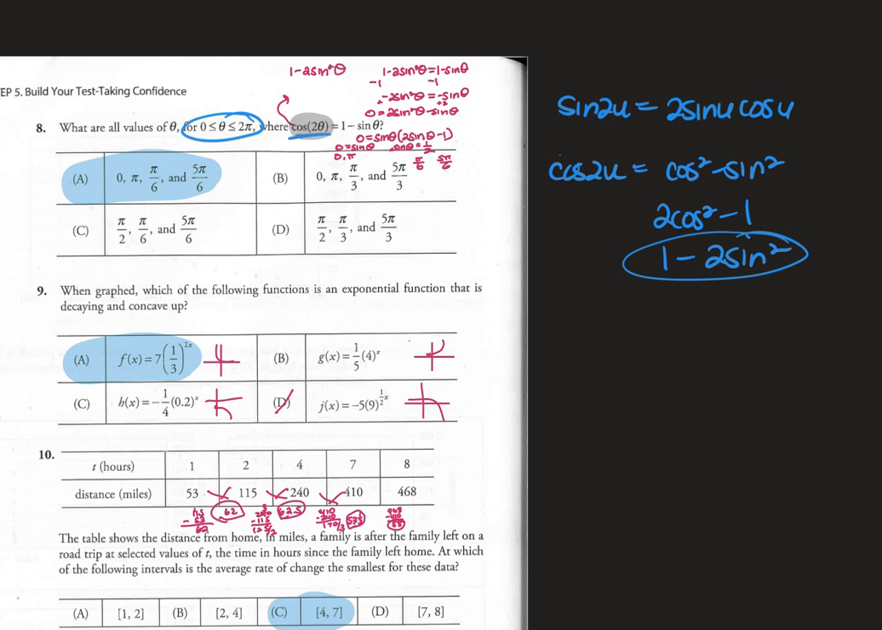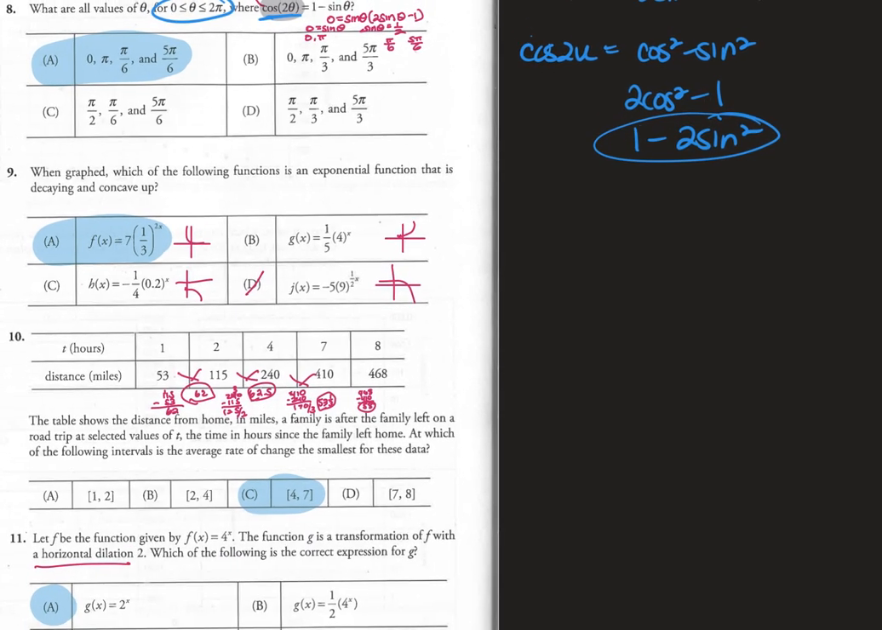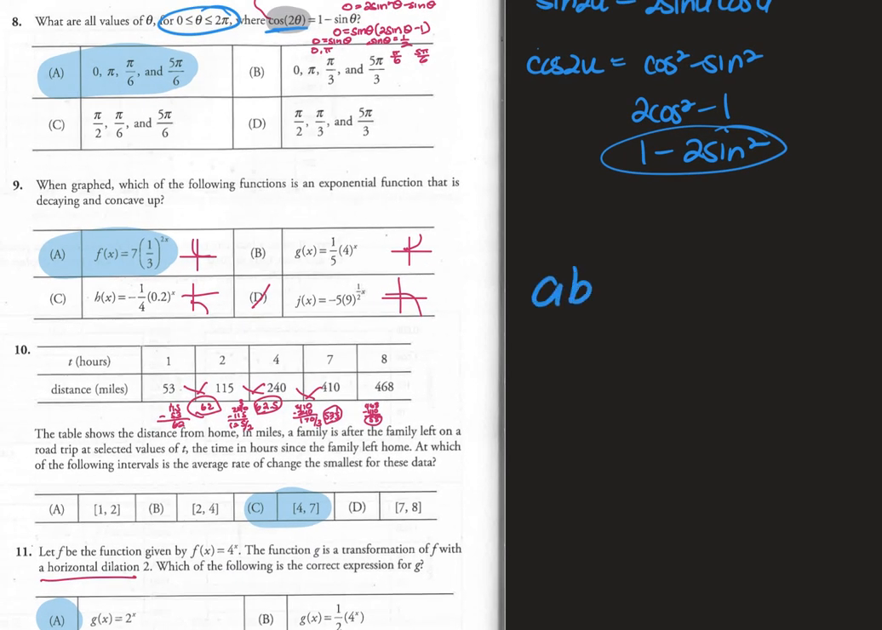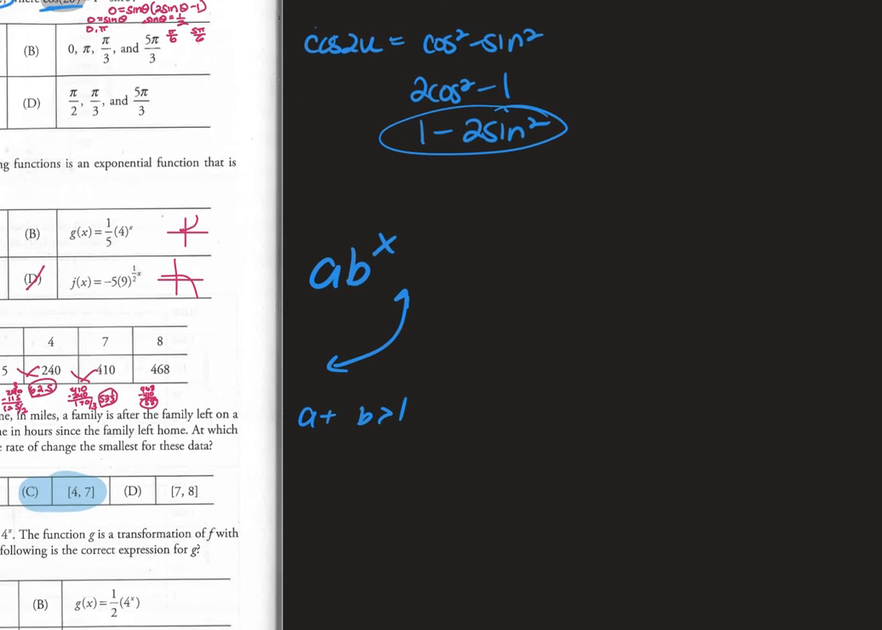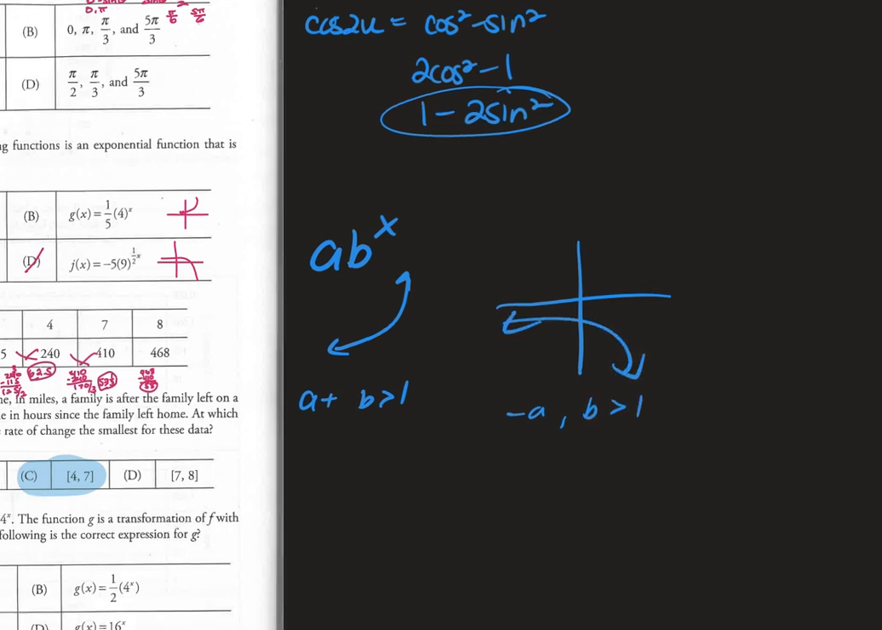Number 9, you would have to know what these graphs look like in order to figure out if they're concave up and concave down. So remember your exponential a, b to the x. If my a is positive and my b is bigger than 1, then my graph points up. So a positive, b greater than 1. If my a is negative and my b is bigger than 1, then it flips it upside down.